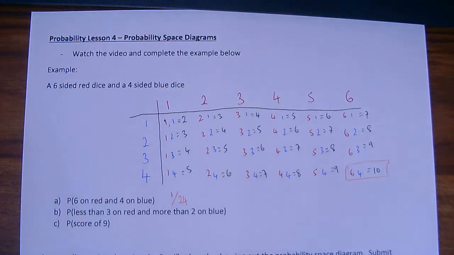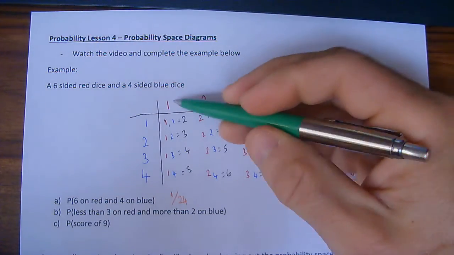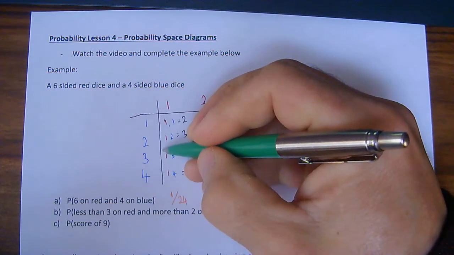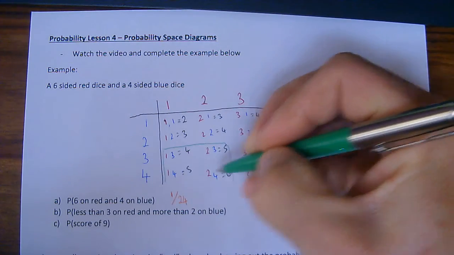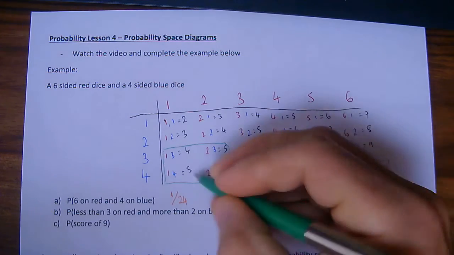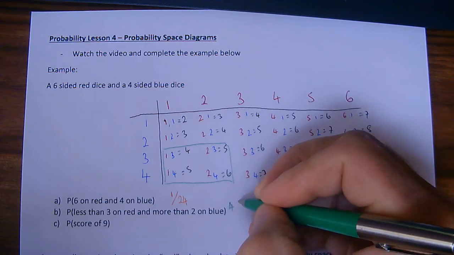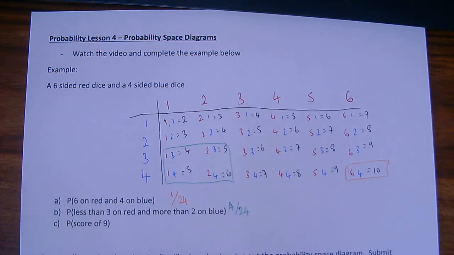I'm then going to look at less than 3 on red, so it's a 2 or a 1, and more than 2 on blue. Well, actually as a section, that's that bit. So there's 4 different ways it can happen out of my 24. I don't cancel it down, okay? I only cancel it down if the examiner asks me to.